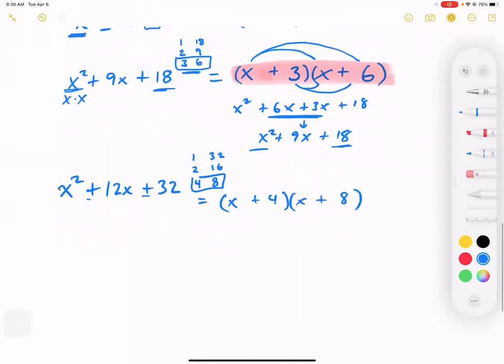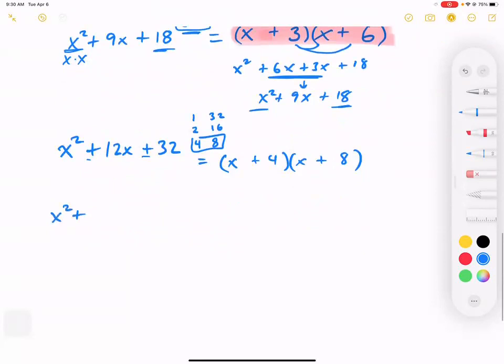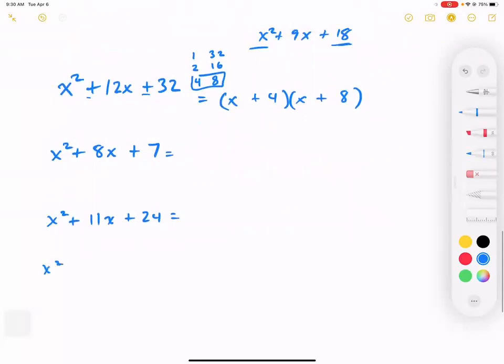So hopefully you guys are seeing the pattern here. I'm going to throw 3 problems out here. I want you guys to try to figure them out. So x squared plus 8x plus 7. That's one problem. Please tell me what the factors are for that. X squared plus 11x plus 24. Please figure out the factors for this. And x squared plus 10x plus 21. Okay, please factor out these 3 problems and see how fast you can do it.